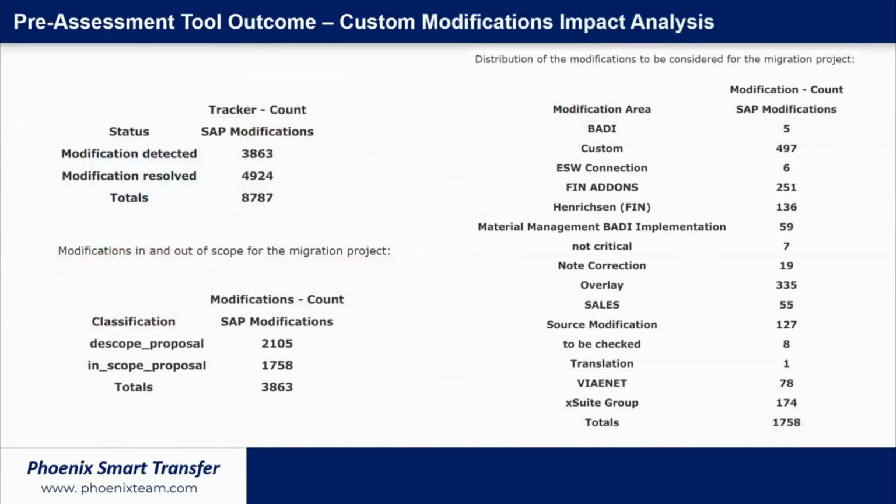Again, more summary reports that you would get using the Smart Transfer tool in terms of the BADIs or the extensions that you have or any modifications that you have done, and as part of those extensions or modifications, how much would be part of your scope, how much could be descoped or retired as part of your S4 migration.